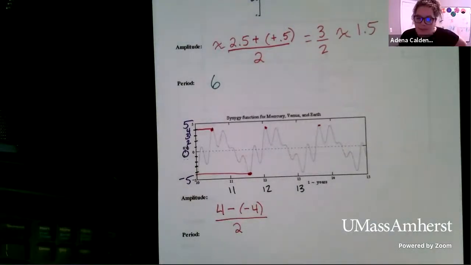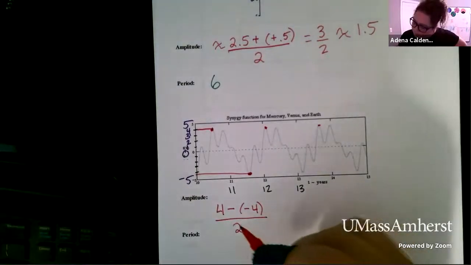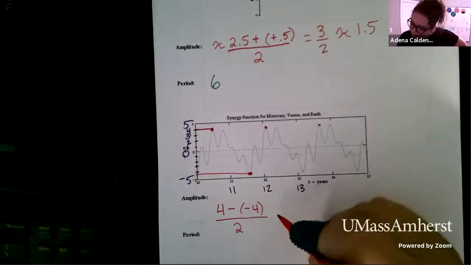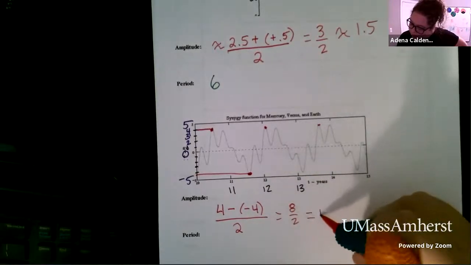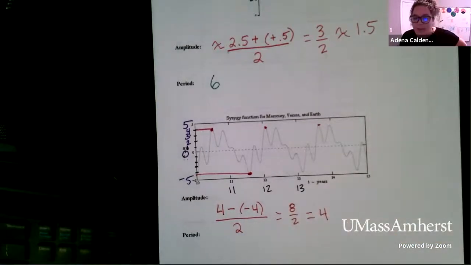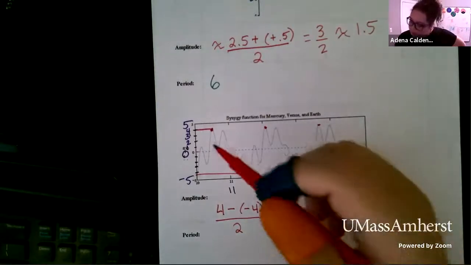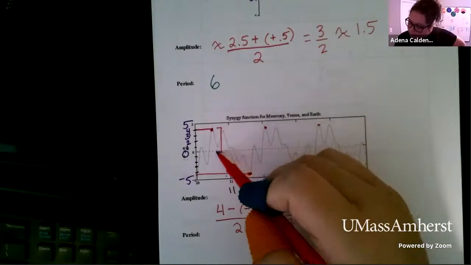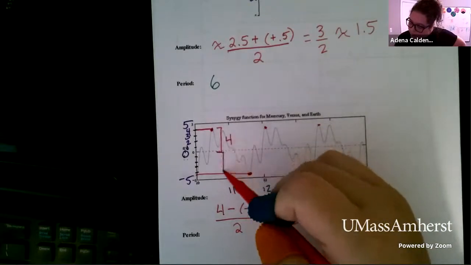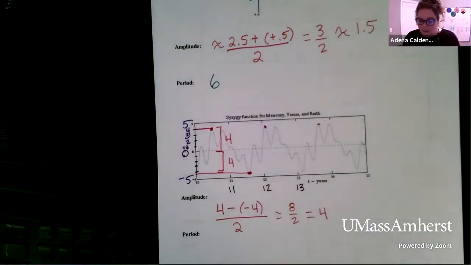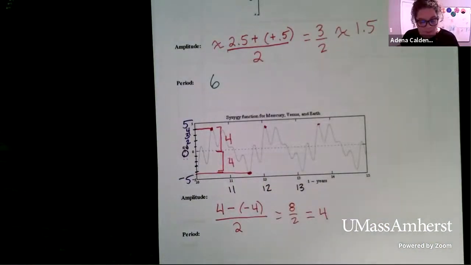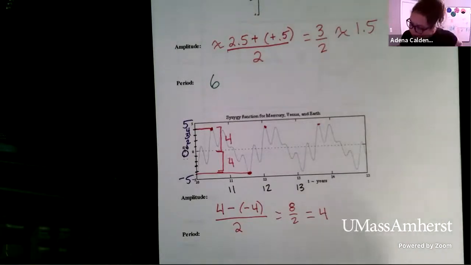And then remember, we have to divide by 2. So here, 4 minus negative 4 is 8 over 2, gives us an amplitude of 4. So I'm saying that my function varies by 4 to get from the midline to either the max or the min of the function. Now for the period, we need to figure out when it repeats.